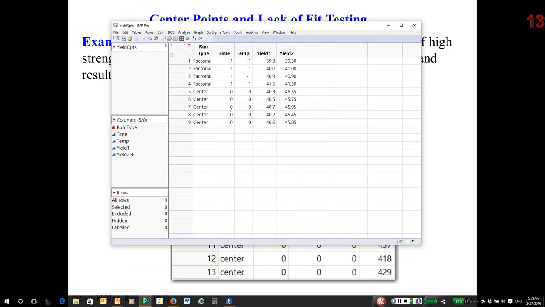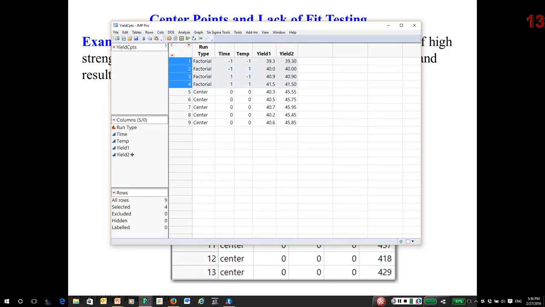This is another experiment, and this is a chemical engineering example where they're trying to maximize the yield of a synthesis process. And I'm going to focus on yield 2, which is the actual response. Again, notice that the design is a 2 to the 2, or 2 squared, factorial, 4 unique runs, and the engineers elected to do 5 center points. And if you just eyeball this, it sure looks like the average of the center points is quite a bit higher than the average of the factorial points.